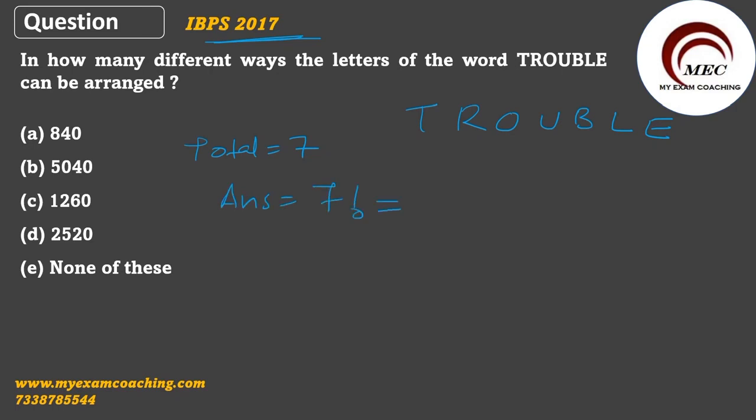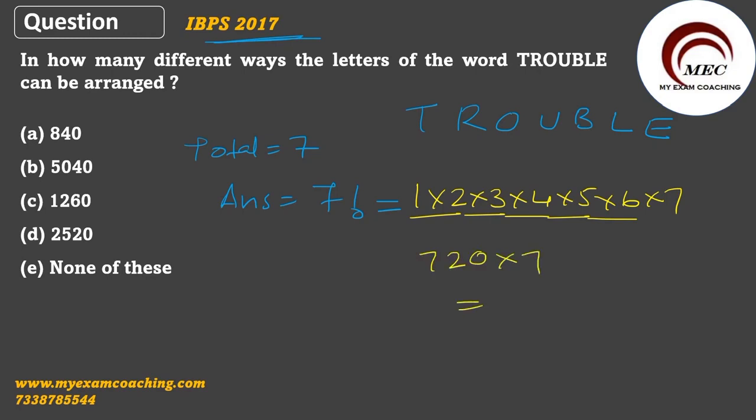What is 7 factorial? 7 factorial is equal to 1 into 2 into 3 into 4 into 5 into 6 into 7. So 1 into 2 is 2, 2 into 3 is 6, 6 into 4 is 24, 24 into 5 is 120, 120 into 6 is 720, 720 into 7 is 5040. Now you check if 5040 is there in your options or not. Yes, option B is the correct answer.